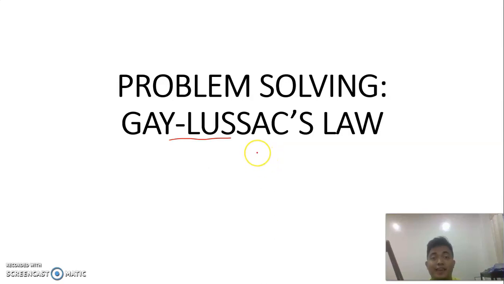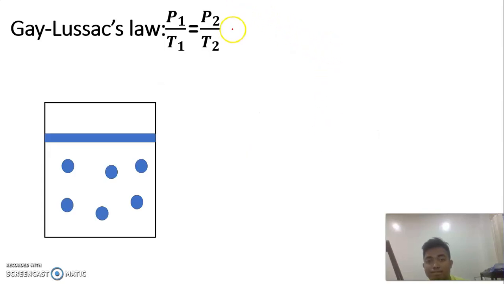Today we shall be discussing Gay-Lussac's law. For Gay-Lussac, compared with Boyle's or Charles' law, the only variables involved are pressure and temperature. The volume, or the space that your gas will occupy, will remain constant. It will not change. So the volume is going to be your constant.